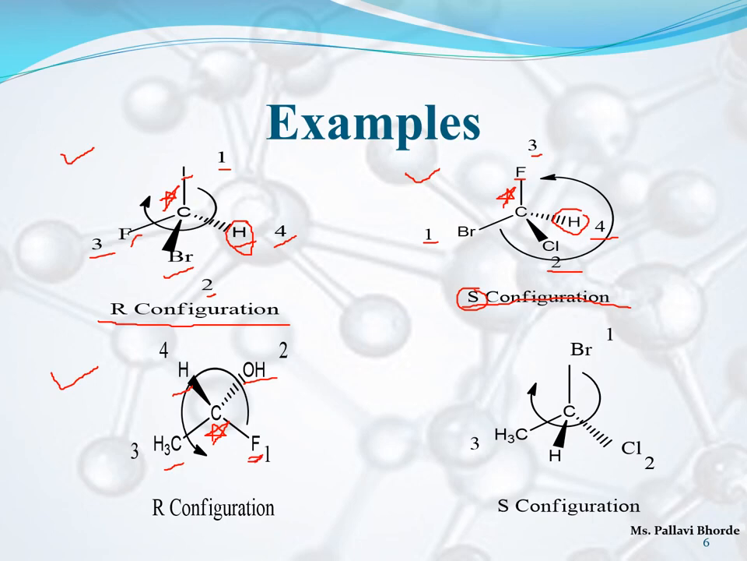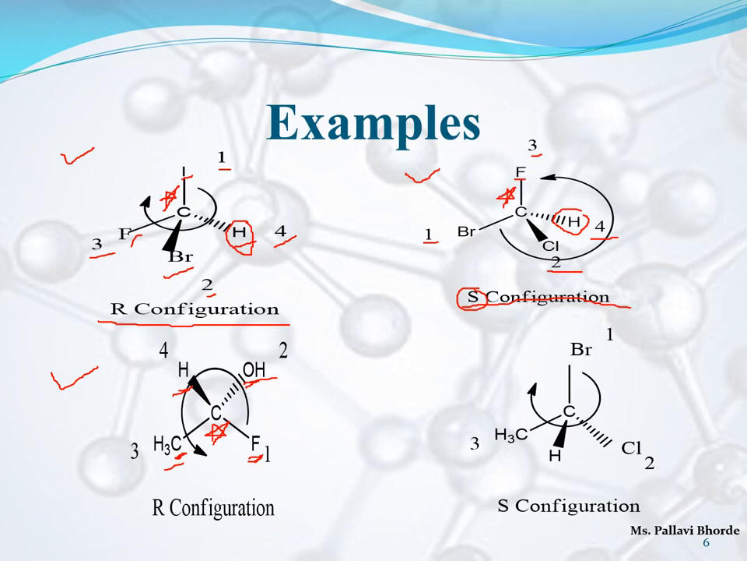Then comes oxygen because it is having atomic number 8. Then we have carbon. Its atomic number is 6 and then we have hydrogen. Okay, so we have given this priority. You have to always remember you have to give priority to those atoms which are directly attached to your chiral center. Okay, so I have given this priority 1, 2, 3 and 4 and I have drawn this arrow going through 1, 2 and 3.